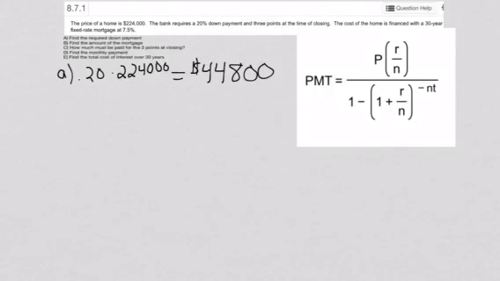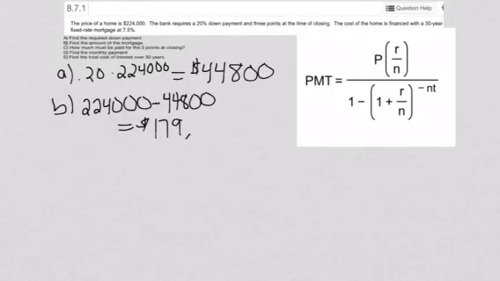So in order to find the amount of mortgage, which is part B, we have to take the price of the house, which is $224,000, and we have to subtract the down payment from that. All right, and that's going to give me a total of $179,200, and this is the amount that we will have to get financed, get a mortgage for.